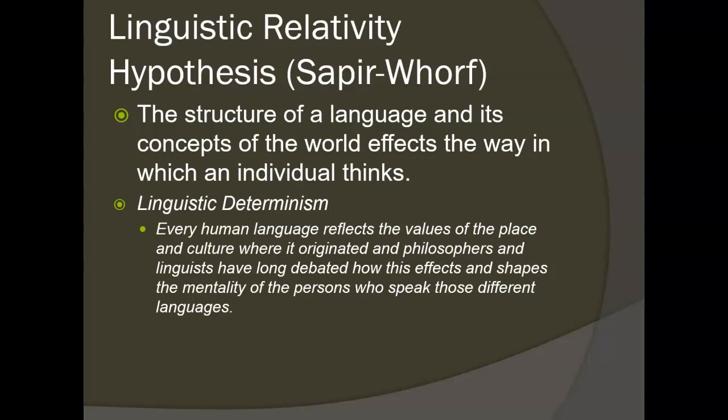So this quote here, linguistic determinism, this is the idea that every human language reflects the values of the place and the culture where it originated. And the philosophers and linguists have long debated how this affects and shapes the mentality of persons who speak those different languages. So the way that this has been studied is actually by looking at the number of words, for example, in different languages that describe something like snow, or the number of words that describe something like self-concept. And by looking at those words and the number of words in those different languages, we can see how the language might affect your thinking.